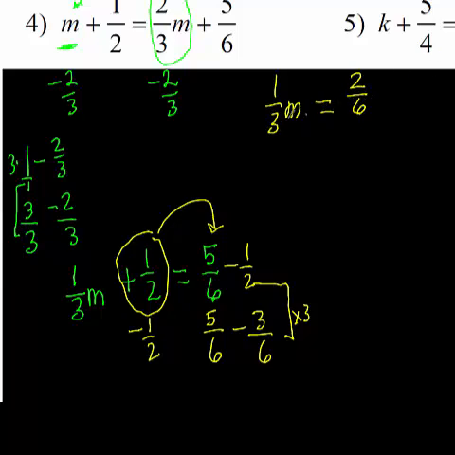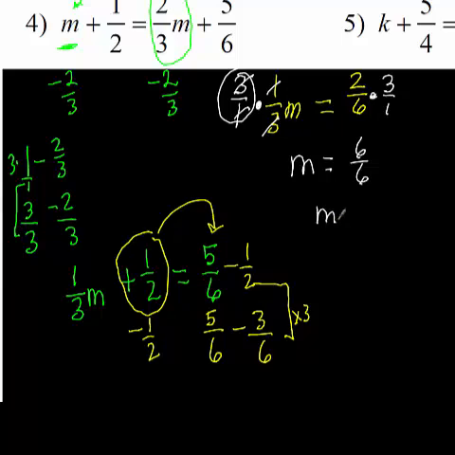In this case, I have to get rid of this 1/3, because I want to solve for m. In order to get rid of the 1/3, I can multiply by 3, or 3 over 1. That way they cancel out: 3 cancels 3, 1 cancels 1. Whatever I do to this side, I have to do to the other side, so I multiply that by 3. So m equals, well, 2 times 3 gives me 6. So I get 6/6, which means m is just 1. So we have our answer there for number 4.